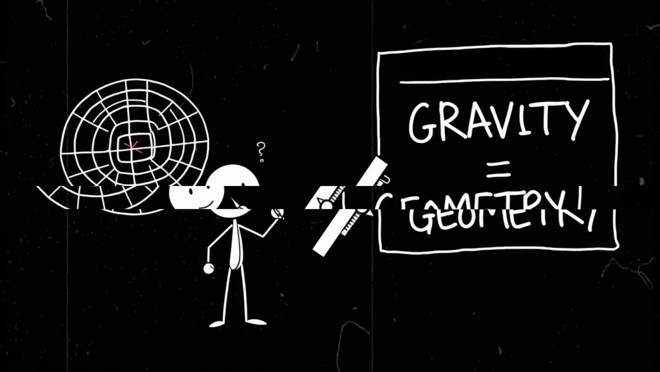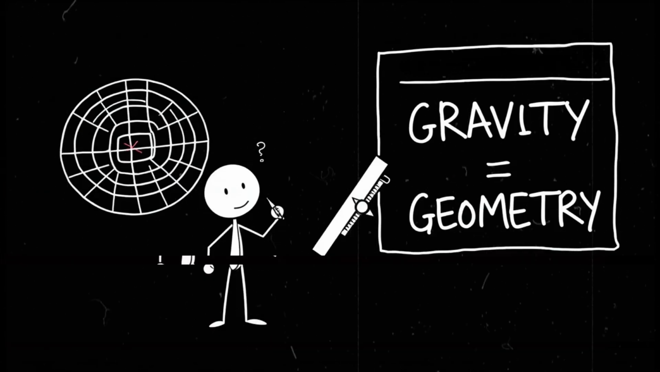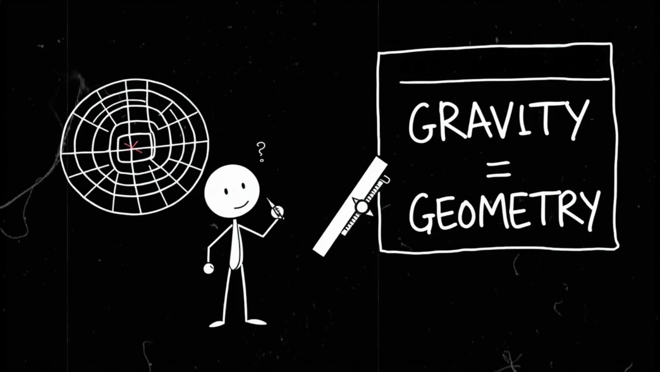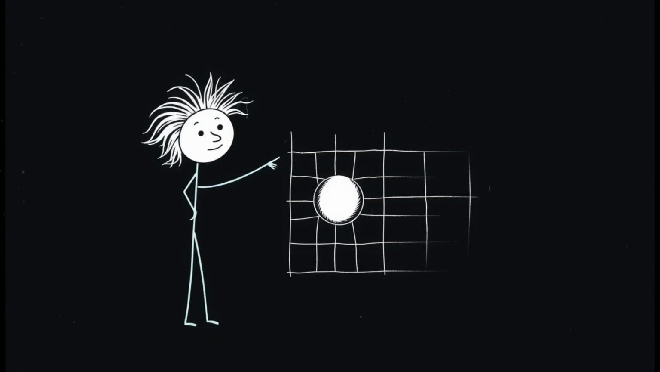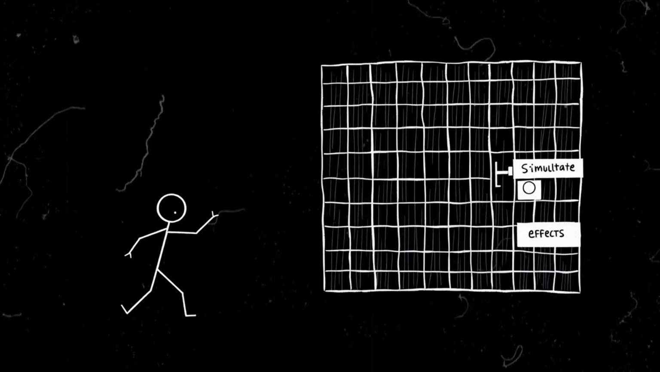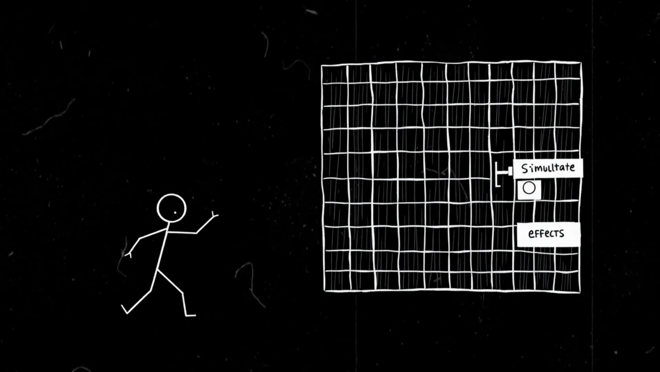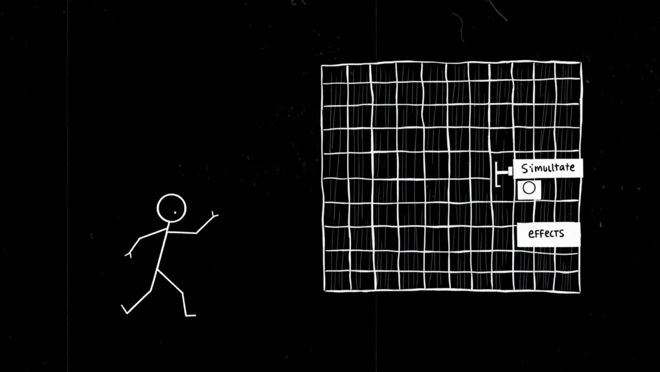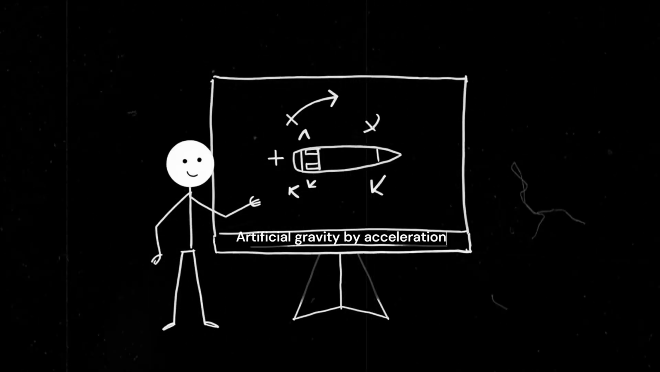But creating gravity isn't easy, because gravity is not just a force, it's geometry. Einstein told us that gravity is the warping of space-time. So, to fake gravity, we'd need to either warp space, good luck with that, or simulate its effects. Enter artificial gravity by acceleration.